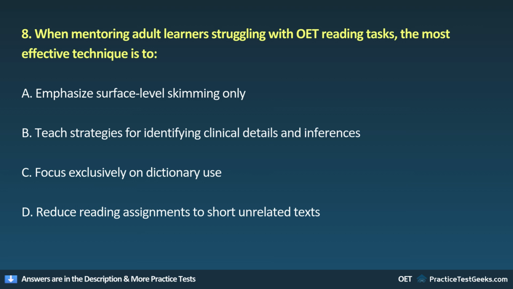8. When mentoring adult learners struggling with OET reading tasks, the most effective technique is to A. Emphasize surface-level skimming only. B. Teach strategies for identifying clinical details and inferences. C. Focus exclusively on dictionary use. D. Reduce reading assignments to short, unrelated texts.